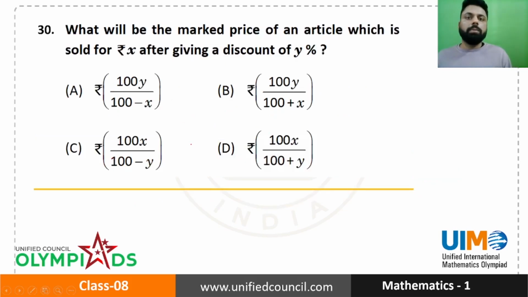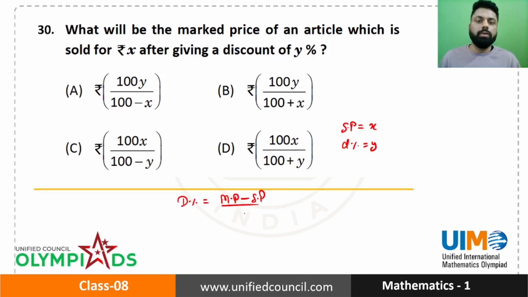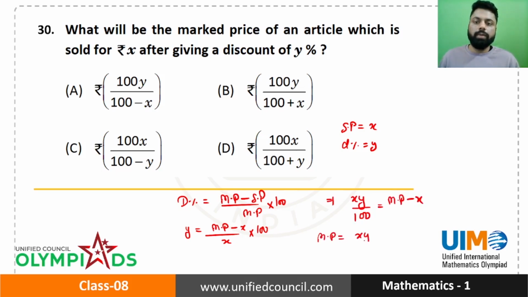Next one. What will be the mark price of an article which is sold for X rupees? Selling price is given as X and discount percentage is Y. We know discount percentage is equal to mark price minus selling price upon mark price multiplied by 100. So Y is equal to mark price minus X upon X into 100. So XY upon 100 is equal to mark price minus X. So mark price is equal to XY upon 100 plus X.